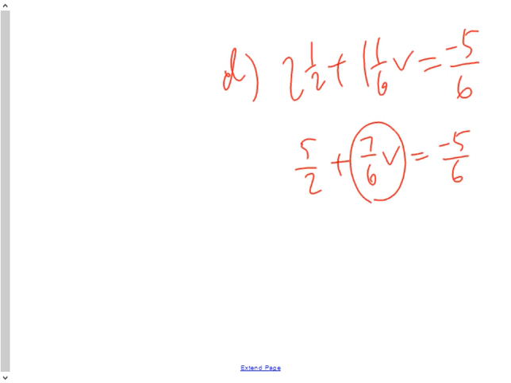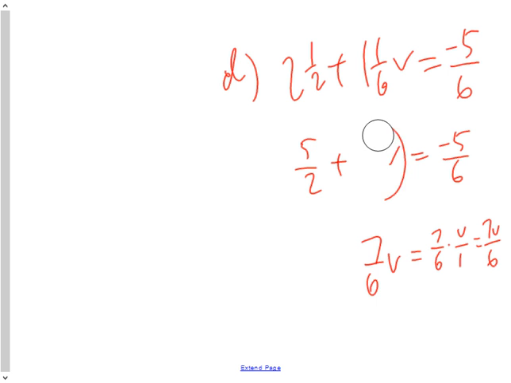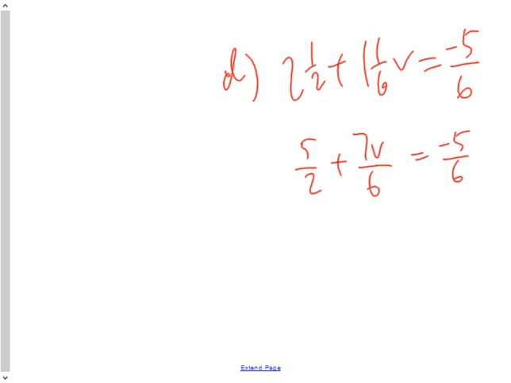Notice that you have a fractional coefficient. Tell yourself that this is the same thing as this, which is the same thing as this, and rewrite it in a simpler way. So I'm going to write it as 7v over 6, which is the same thing as 7/6v, which is the same thing as 1 1/6 v.